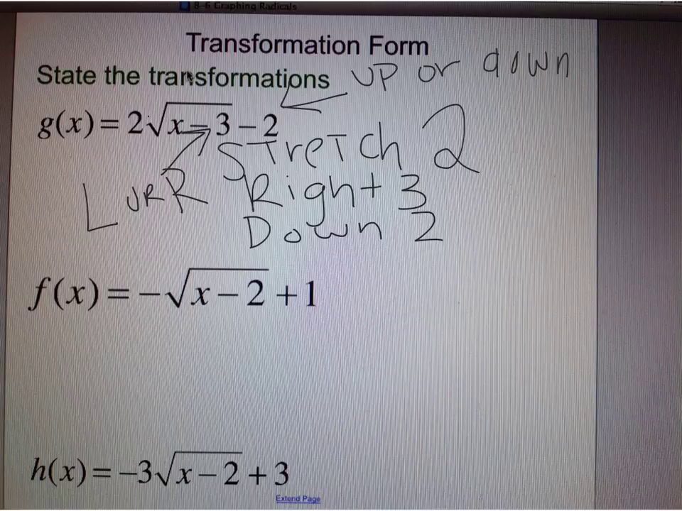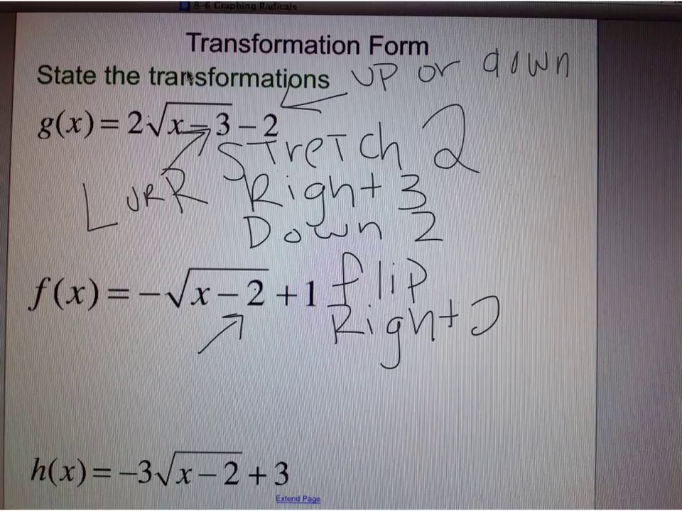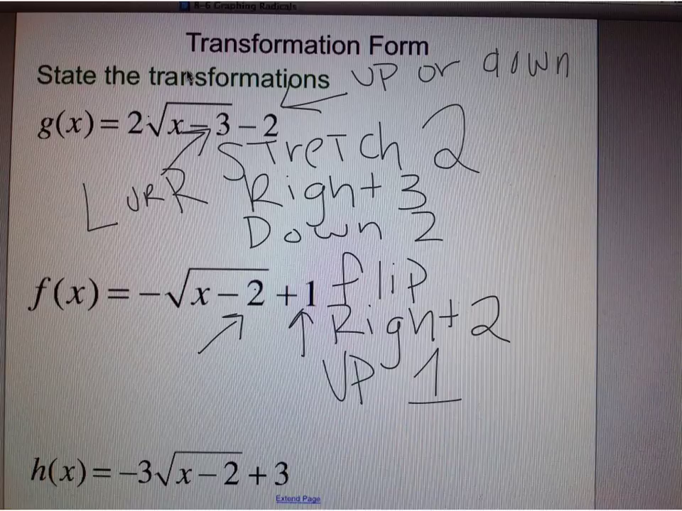Our next equation, we've got a negative sign as the first thing I notice. And that is actually going to flip it from this way to this way. So this is a flip over the x-axis, and just like you'll only ever be given vertical stretches, you'll only ever be given flips over the x-axis. So it flips over the x-axis. We've got this number underneath my radical that is lying to us, so just like this one went right 3, this one's going to go right 2, since it's a 2 instead of a 3. And then that plus 1 either moves it up or down. It does what we think it's going to do, so it's going to move it up 1.